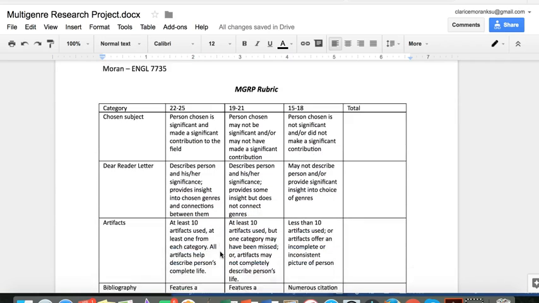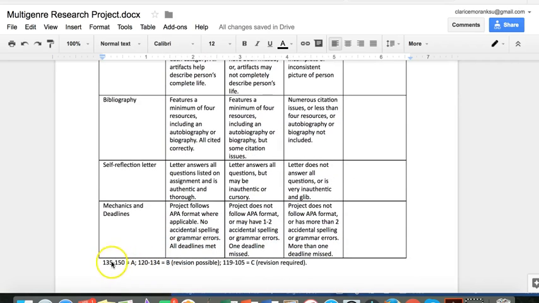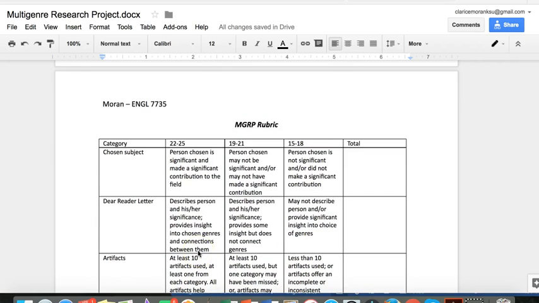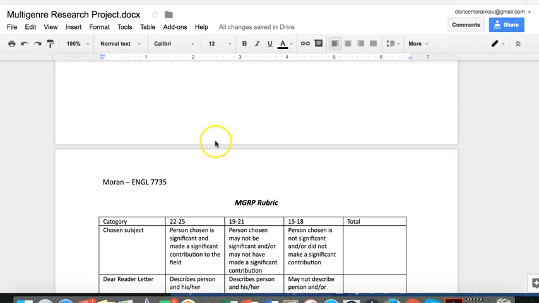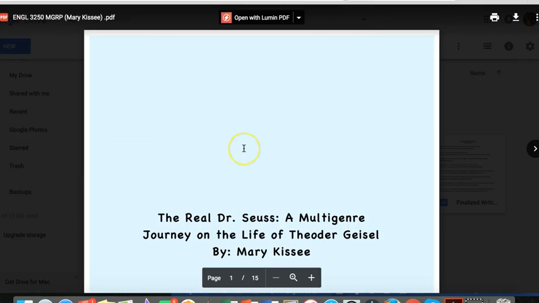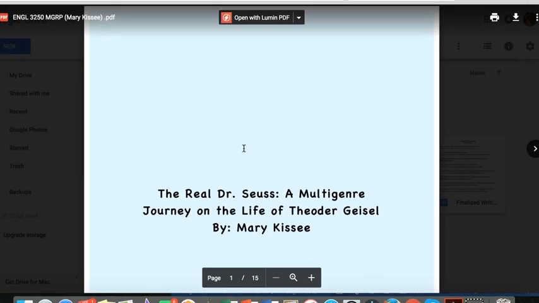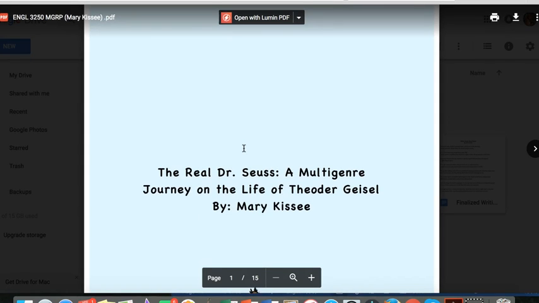There's a rubric here at the very end, and you can see that it's worth 150 points, and these are all the requirements. So let me show you one that has been done. This was done by one of my students a while ago. This is Mary Cassie, and she chose to do hers on Dr. Seuss, whose real name is Theodore Geisel.